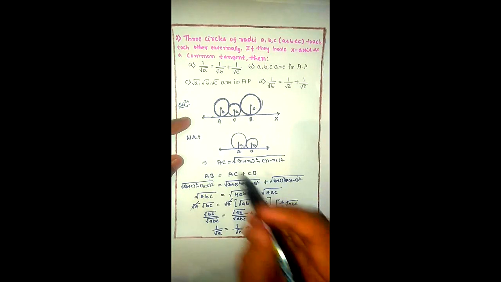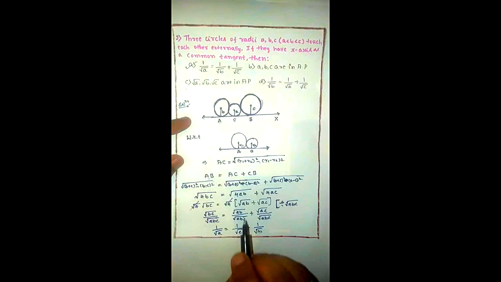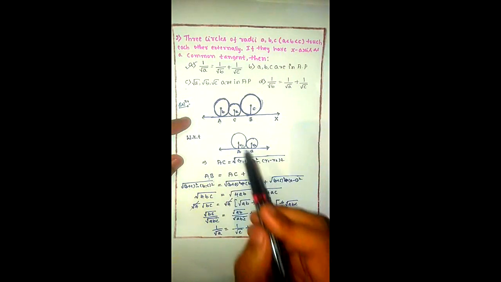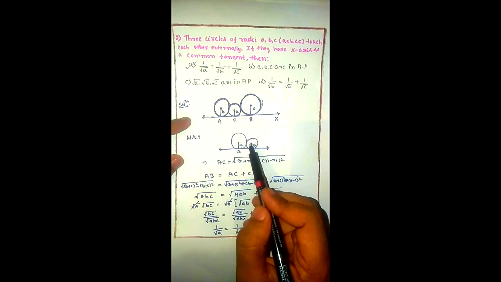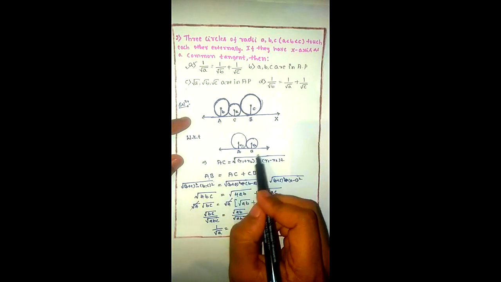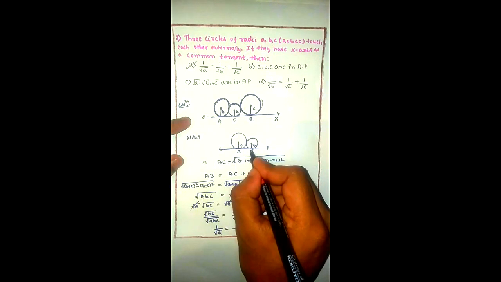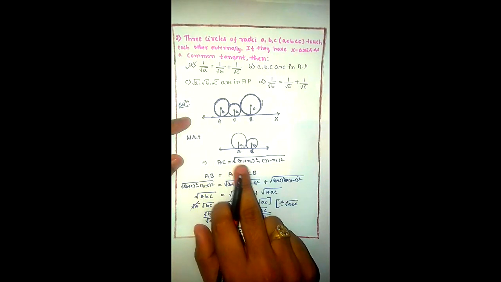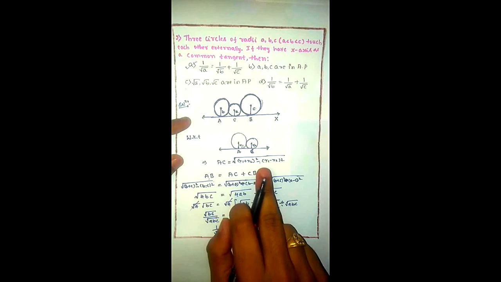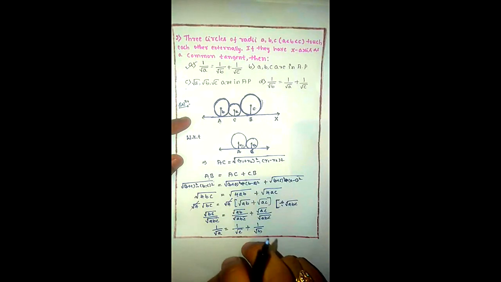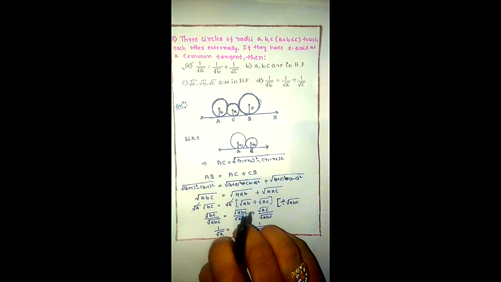So option A. Look, remember the formula: if two circles touch externally and have a common tangent, then the distance between A to C is the square root of (R1 plus R2) whole square minus (R1 minus R2) whole square. Okay, next problem.